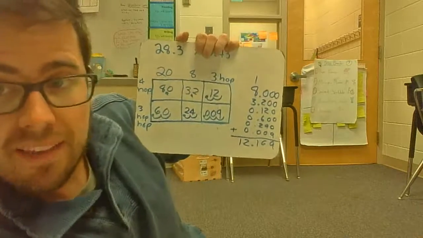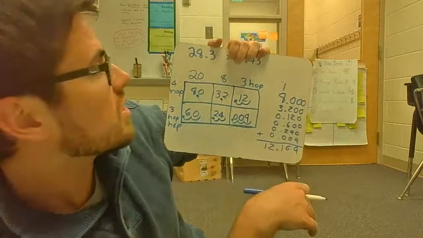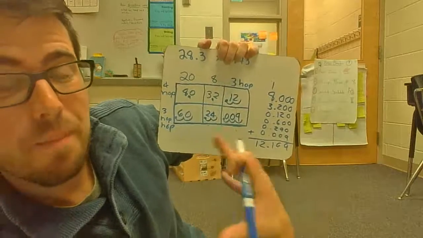Well, that was the bunny method. I know that took a long time, but this is a strategy that you can use, especially if you really, really like the box method.